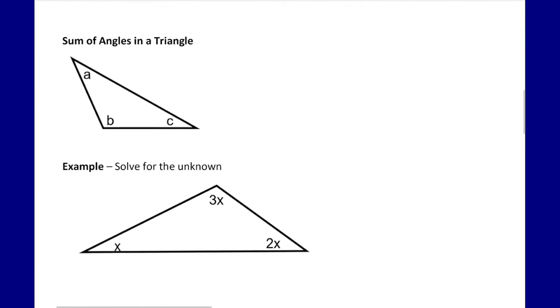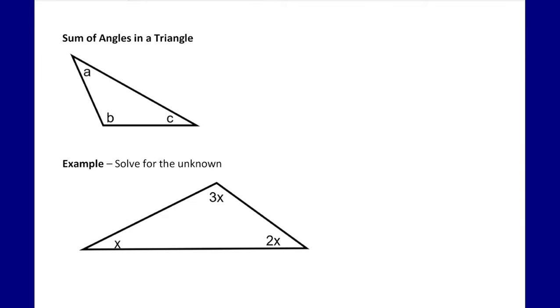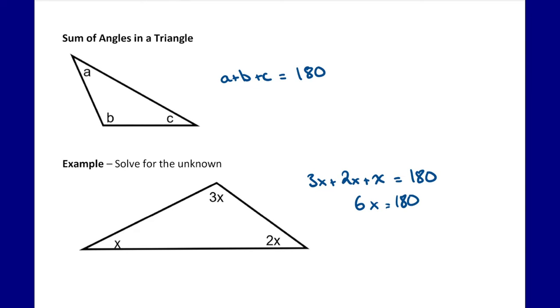When looking at a sum of triangles, a plus b plus c, what do all the angles in a triangle have to add up to? They have to add up to 180 degrees. So let's use that to help solve for the unknown. We're going to do something very similar to what we previously did, because 3x plus 2x plus x has to add up to 180. I can add these terms because they are the same. So 3x plus 2x plus x gives me 6x equals 180. Very similar to the last example, divide both sides by 6.